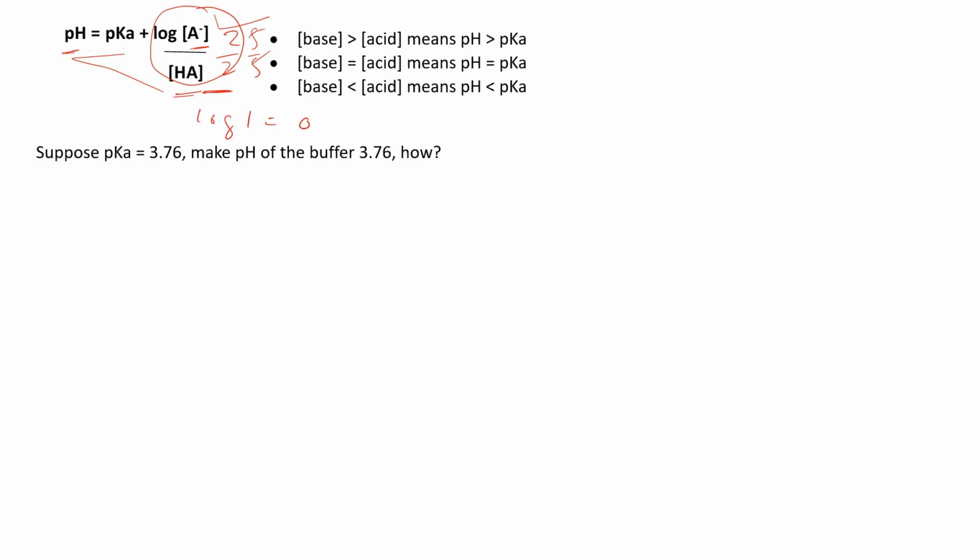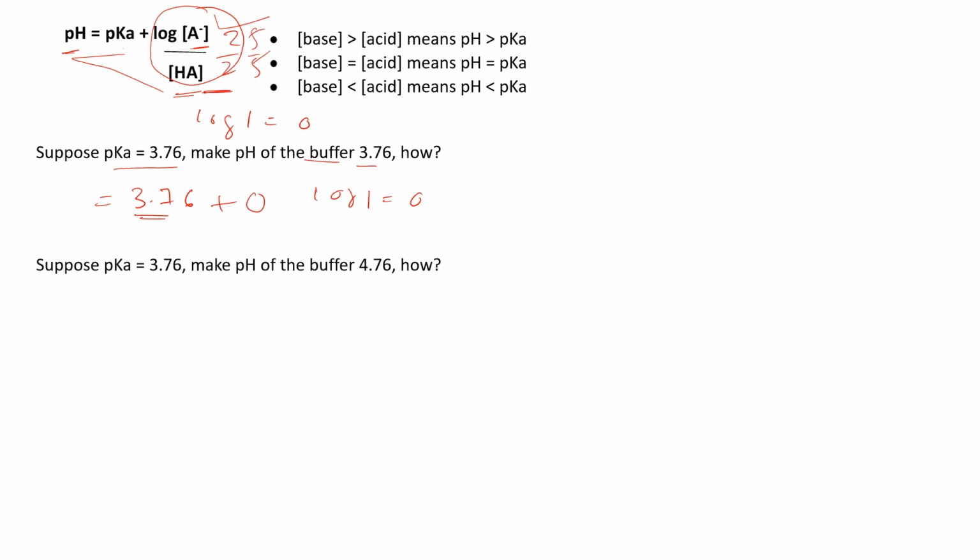Now, suppose you are given pKa 3.76 and you are asked to make a buffer with pH 3.76. How will you make it? So the formula is pH equals pKa. That means here 3.76. You want this value only to be the pH of the buffer. So for that, here you should make it 0. And how you will make it 0? Told you just now. You have to get this value of A- upon HA as 1 because log 1 is 0. And in which condition will this happen? If you add equal concentration of conjugate base and acid.